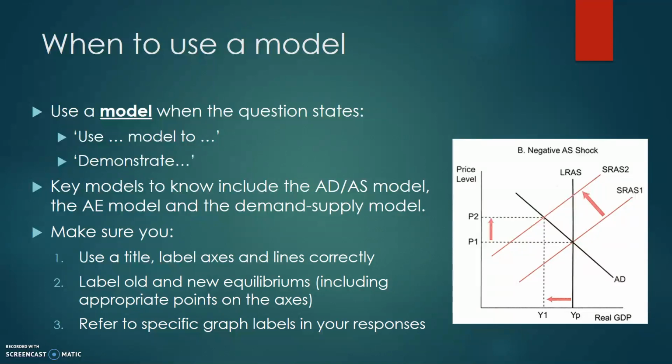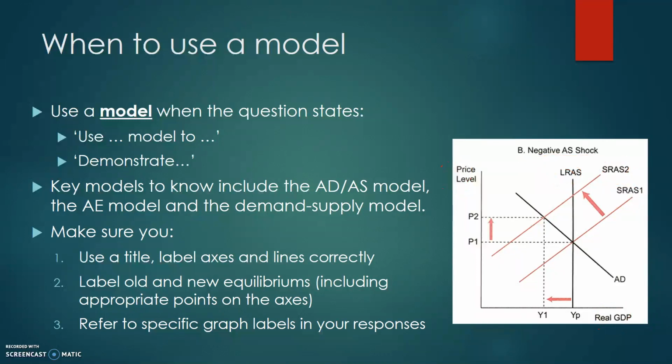On the topic of models, I've put down three key requirements that you need to meet to maximize the marks that you gain by using a model. So first of all, use the title, label axes, and label the lines correctly. So you can see in the graph to the right on this slide, we have title, negative AS shock. We have axes labels, so price, and we have real GDP. And at the same time, we also have lines which are labeled correctly. Okay, so these are all super important that you put down and put down correctly.